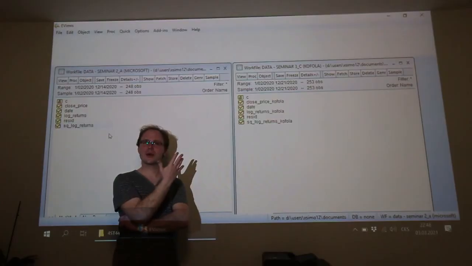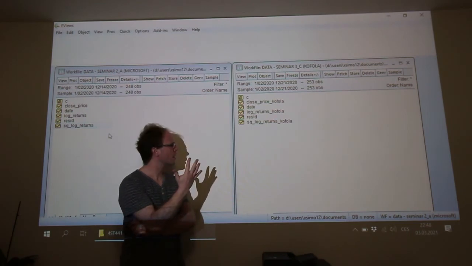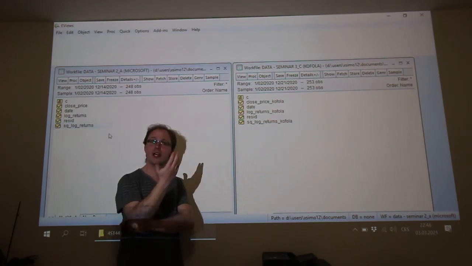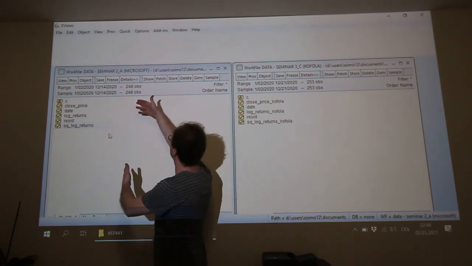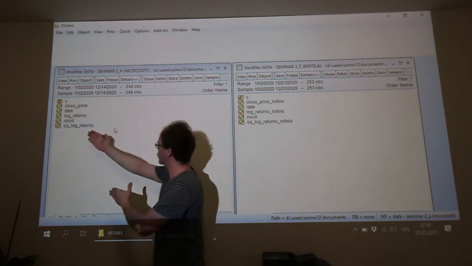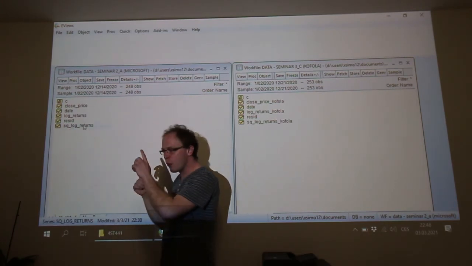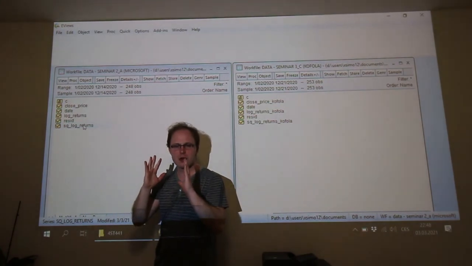We will also use Breusch-Godfrey test of correlation. We have here the window, the work file with squared log returns of Microsoft company, and we will create artificial regression.